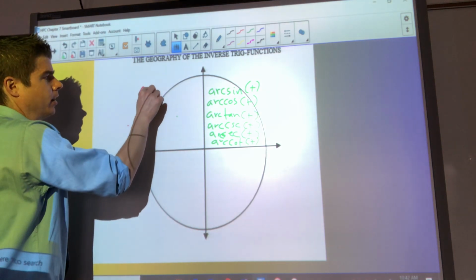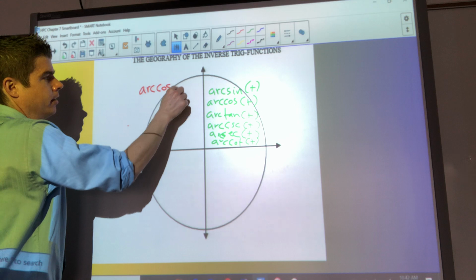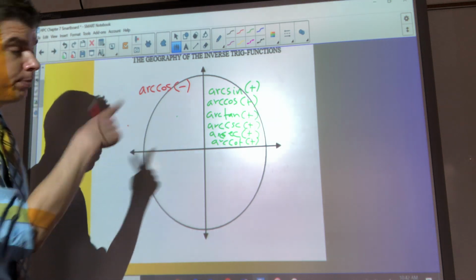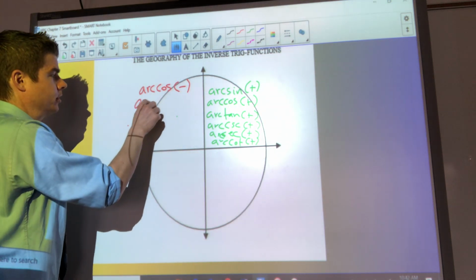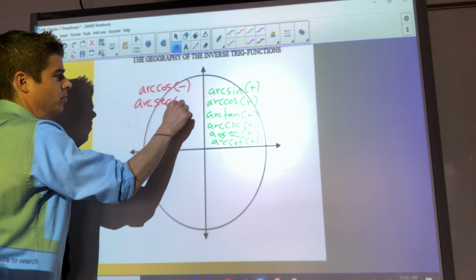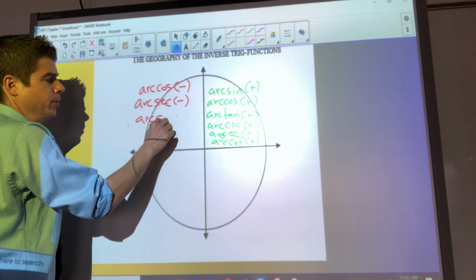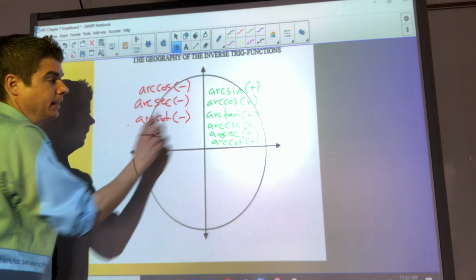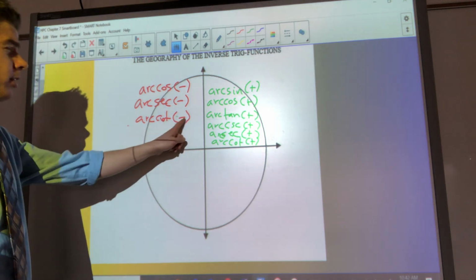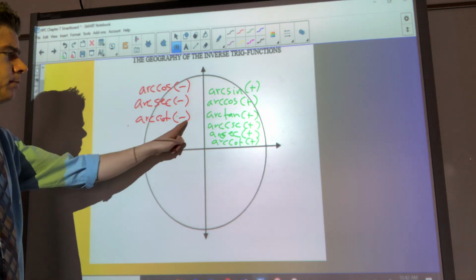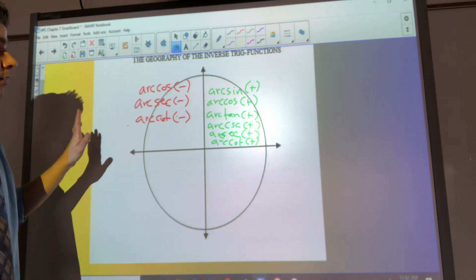If you are given arc cosine of a negative ratio, you're going to put into quadrant 2. Its reciprocal value, arc secant, will also go into quadrant 2. And then arc cotangent will be defined in quadrant 2. And we're going to look further in this tomorrow, but this is based on what does the graph of cotangent look like?